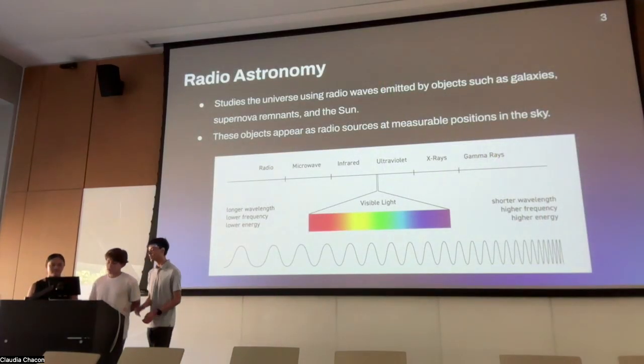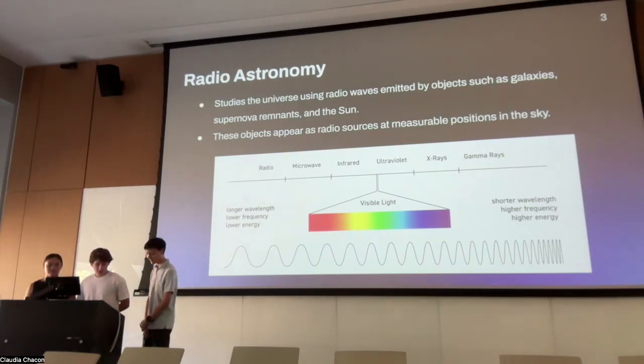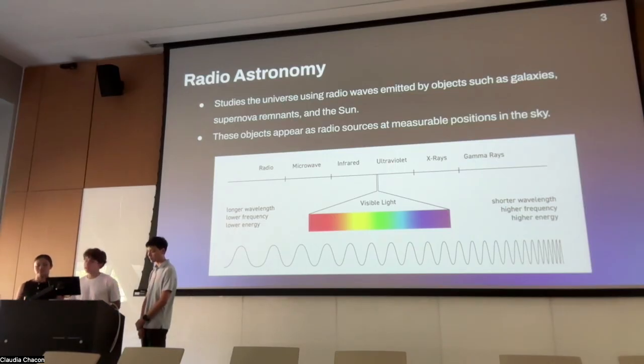So what is radio astronomy? Radio astronomy studies the universe using radio waves emitted by objects such as galaxies, supernova remnants, and the sun. These objects appear as radio sources at measurable positions in the sky. Although radio waves are invisible to the human eye, they are still part of the same electromagnetic spectrum that humans see. They're simply longer wavelengths and lower frequencies. Radio waves are important because they can travel through clouds or dust that block visible light.